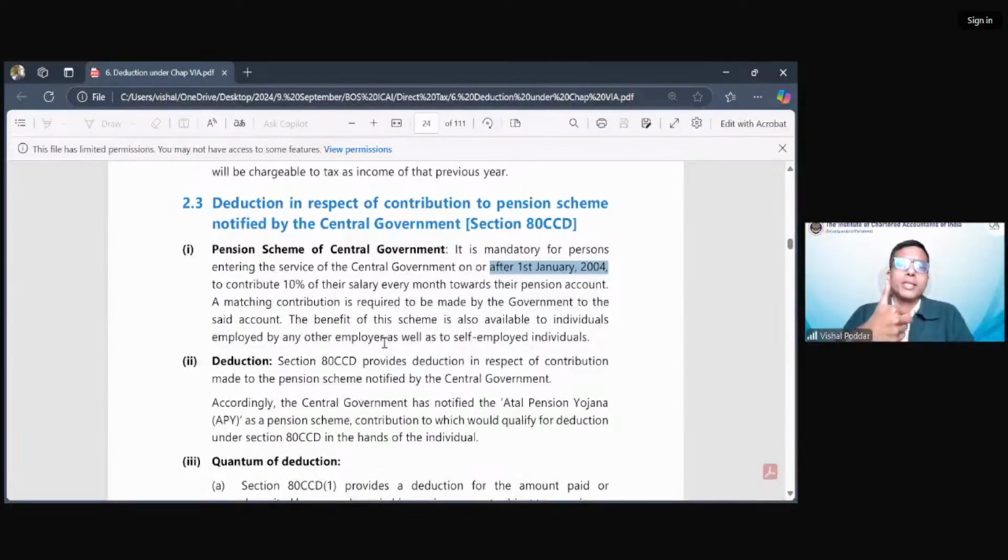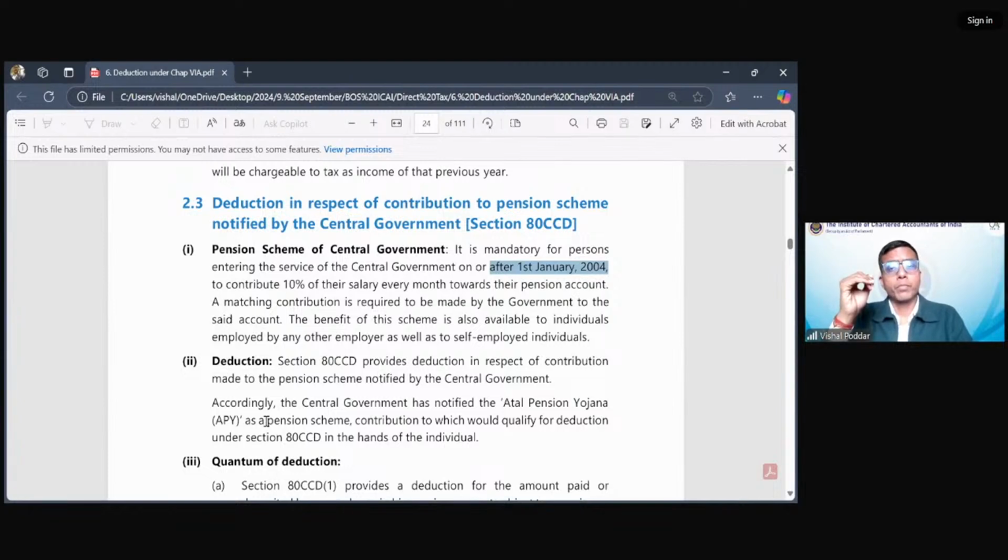It is also called NPS, National Pension Scheme. It is also called Atal Pension Yojana. These are the parallel names. Now, in 2004, it started only for the government employees.